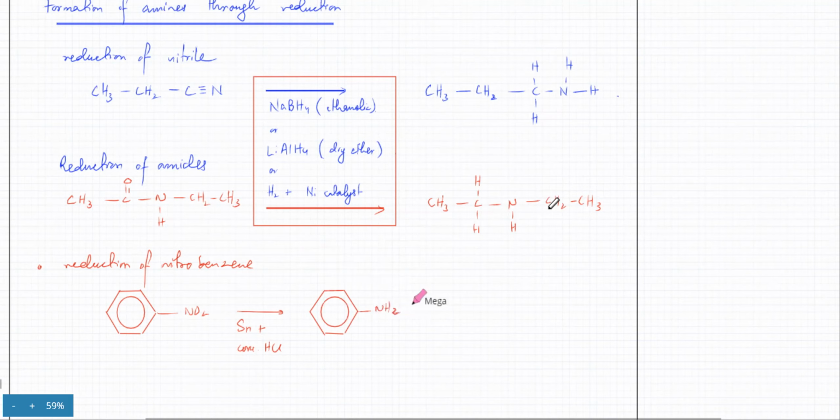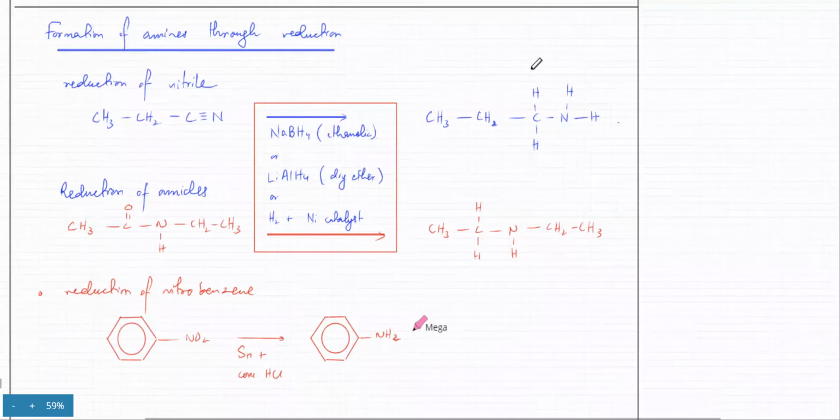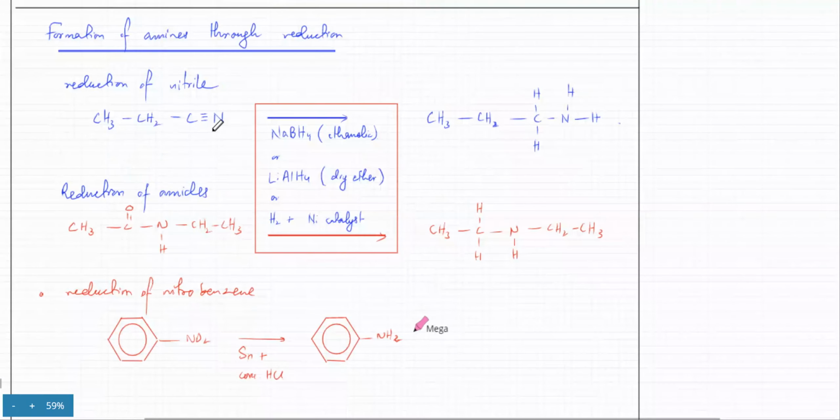And this is for formation of phenylamine. So different amines can be produced via reduction. Most of the time, you reduce a substance: you can reduce a nitrile, you can reduce an amide, or you can reduce a nitrobenzene. And every time you're going to get an amine.